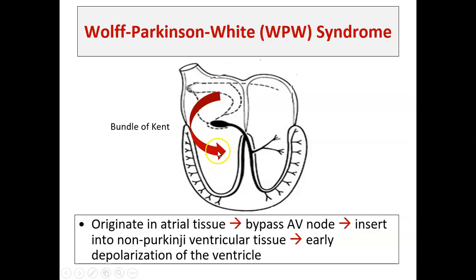Whenever anything is inserted into the ventricles, it produces excitation of the ventricles in an abnormal way and the complexes become wide. As the impulse bypasses the AV node and goes through this bundle of Kent, it causes early depolarization of the ventricles, and once it reaches the ventricle, it does not go through the Purkinje system. It starts its contraction through the myocardial cells. So that's why the complexes might be wide.